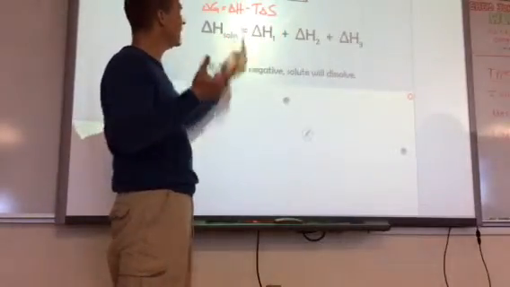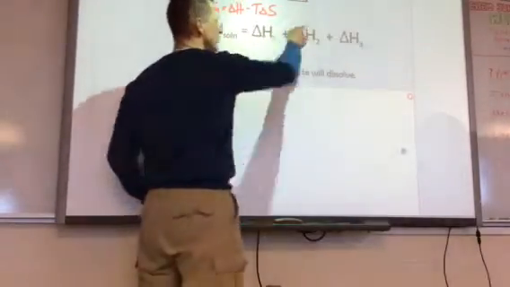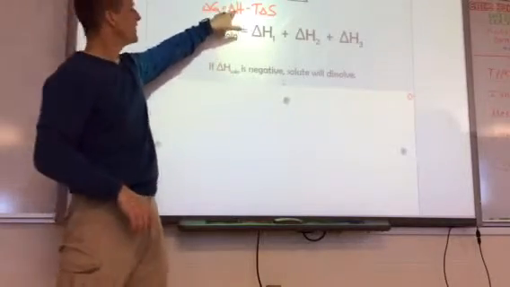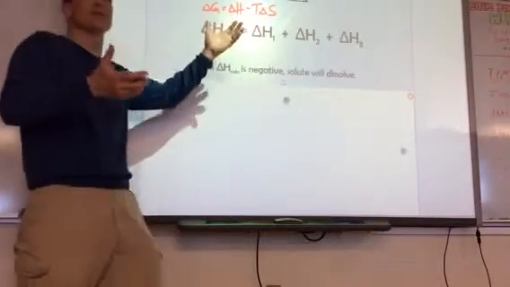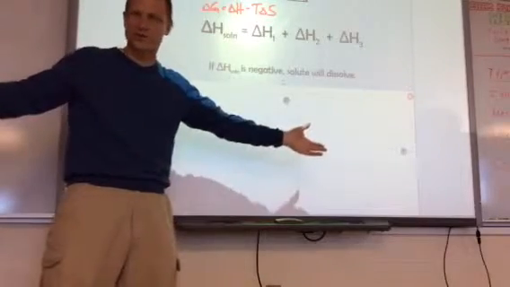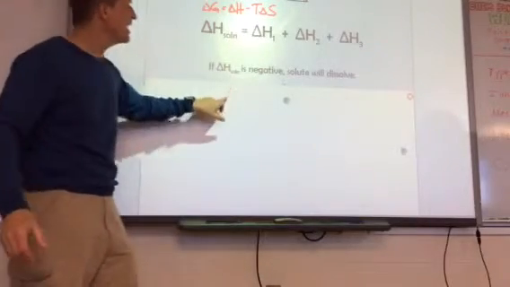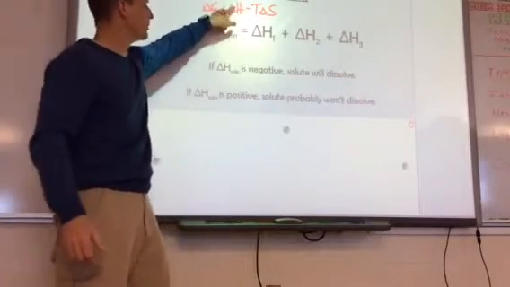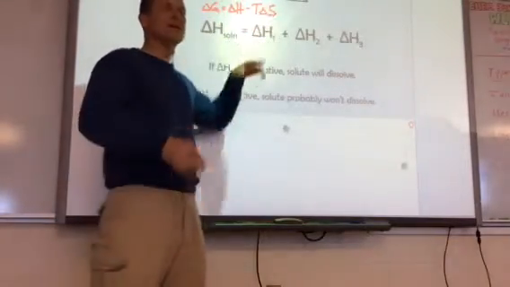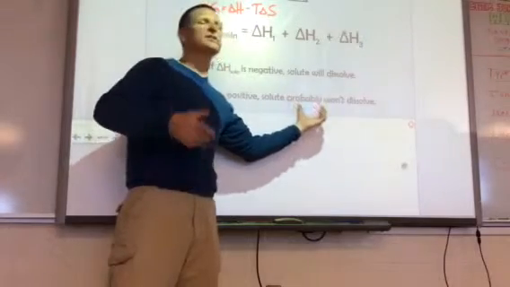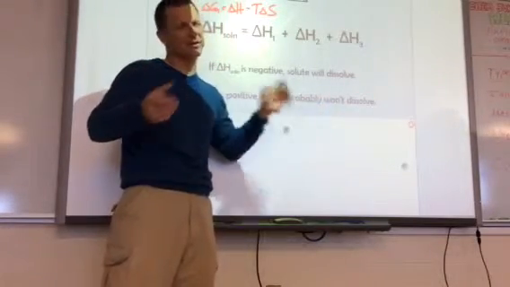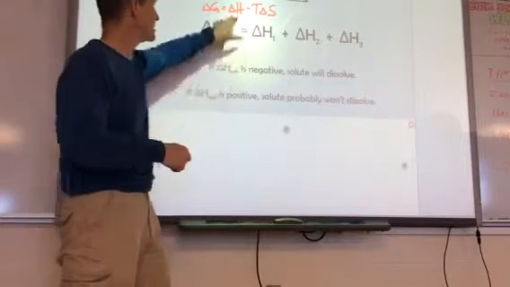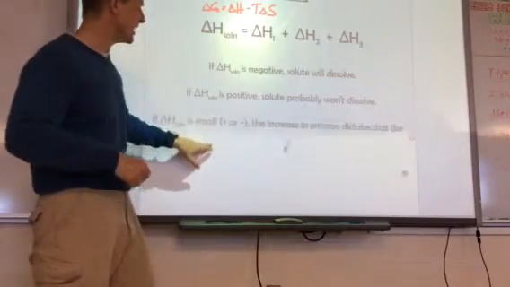The delta H might not be favorable, though. It depends on what 1, 2, and 3 are. So if delta H is negative, then you've got that being negative and that being positive. Delta G will definitely be negative, and your solute will definitely dissolve. If delta H is positive, then that is non-favorable with that being favorable. So that's why I say the solute probably won't dissolve. It depends on how big delta H is. That depends on what your other numbers in that are.